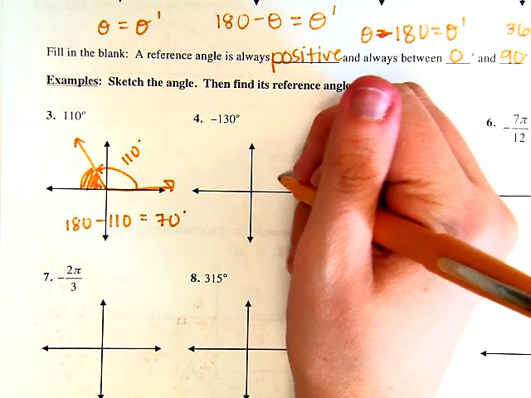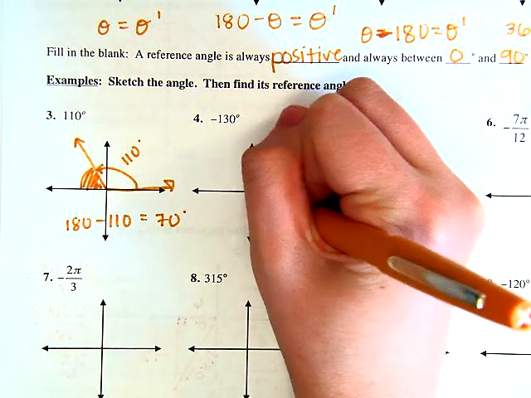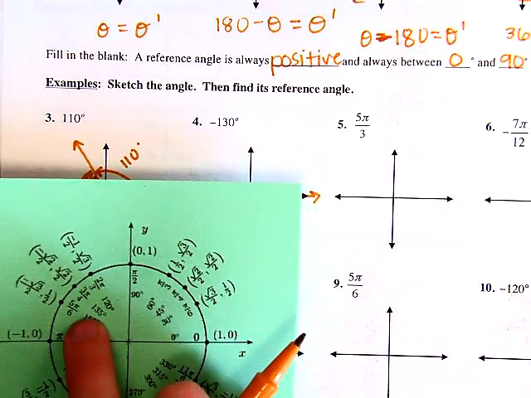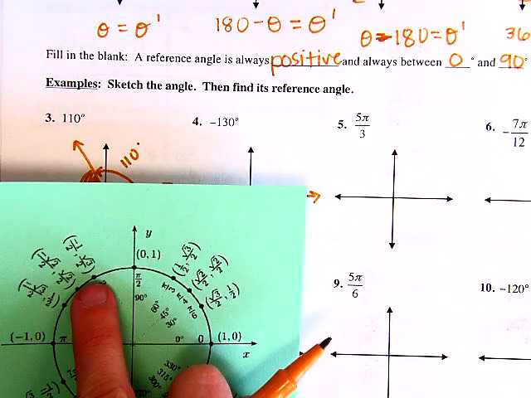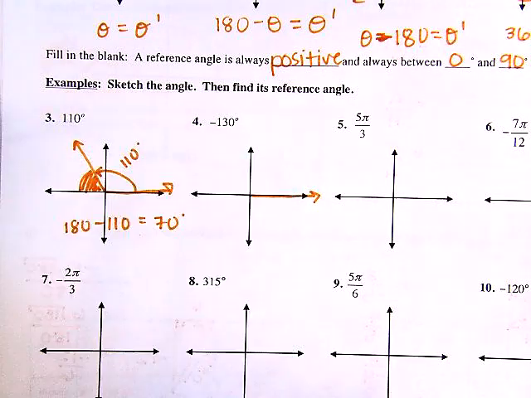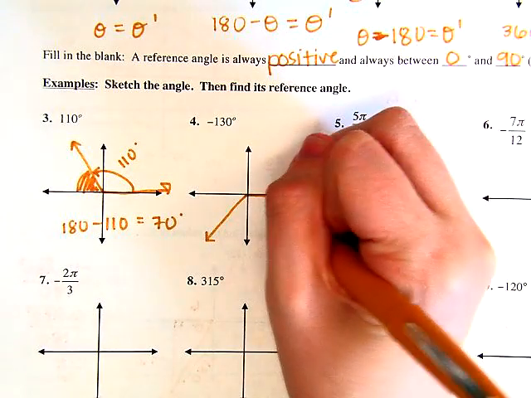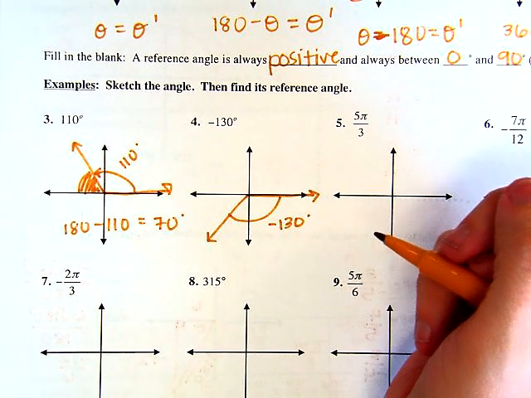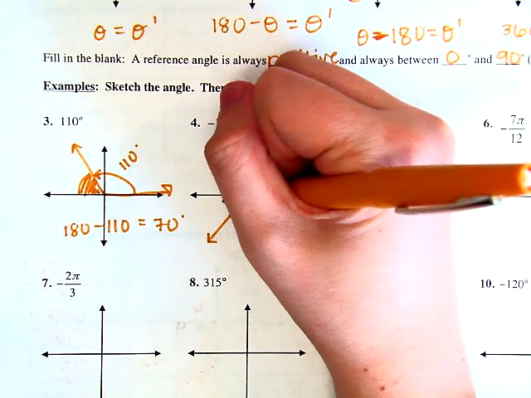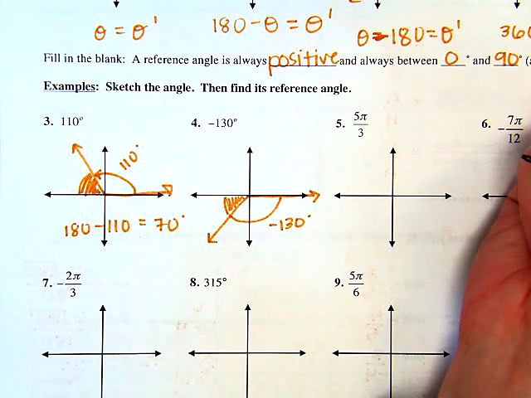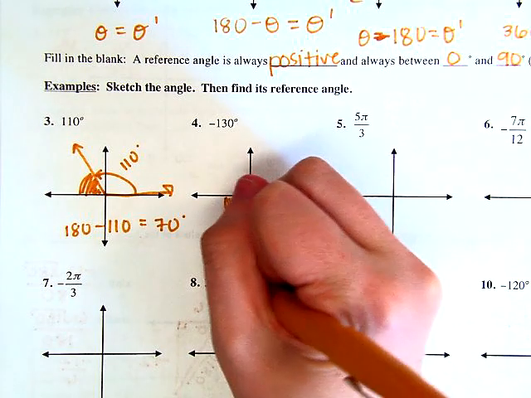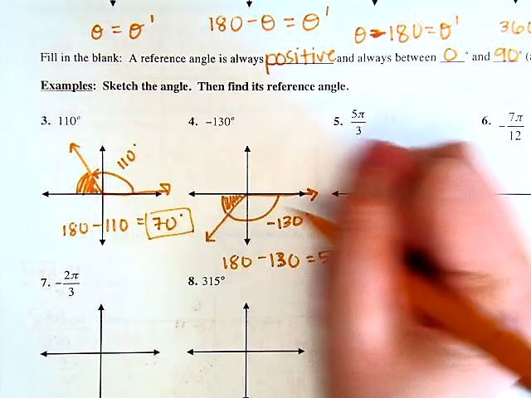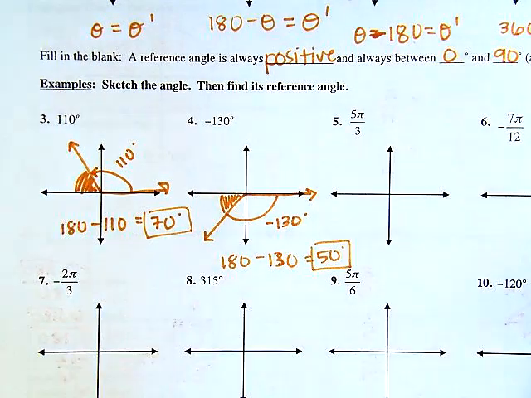Next one is negative 130, so I'm going negative. Instead of going this way, I'm going to go this way. So I start here as always. Positive 130 would be like 135, right here, so we're going from here to here. So negative would be this way. That's negative 130 degrees. To get my reference angle, which I want right here, the acute one, I do 180 minus 130, and I get 50. My reference angle is 50 degrees.